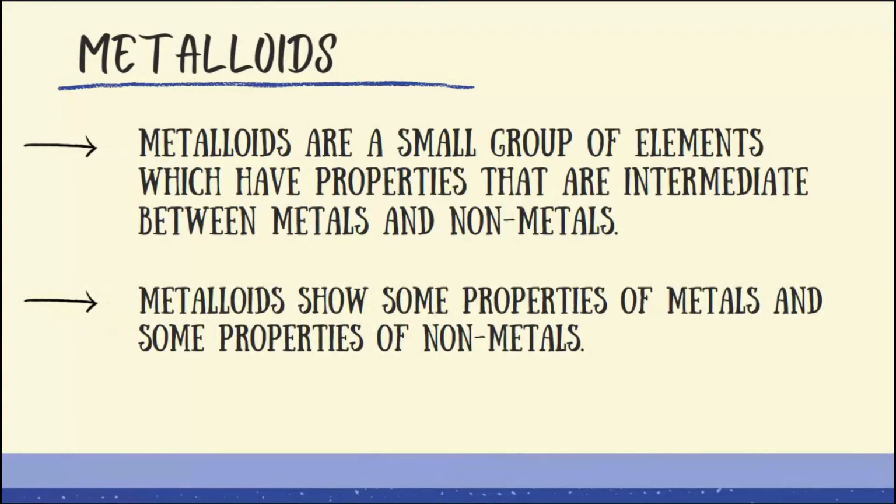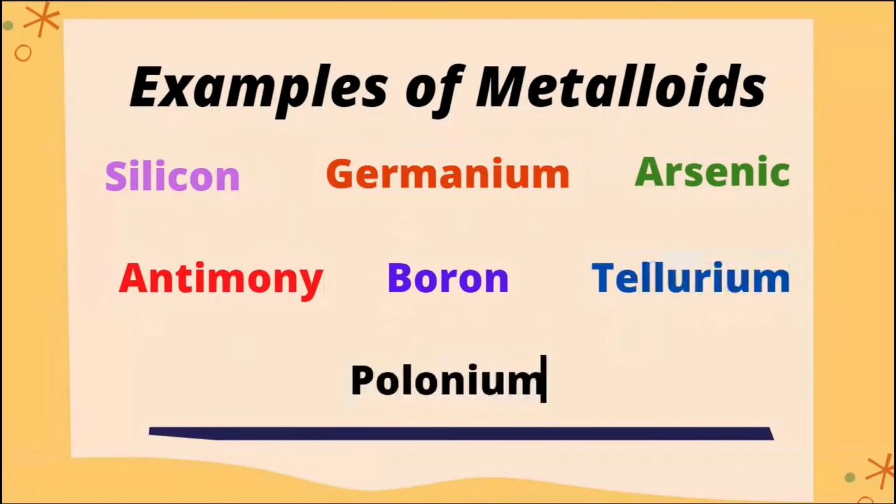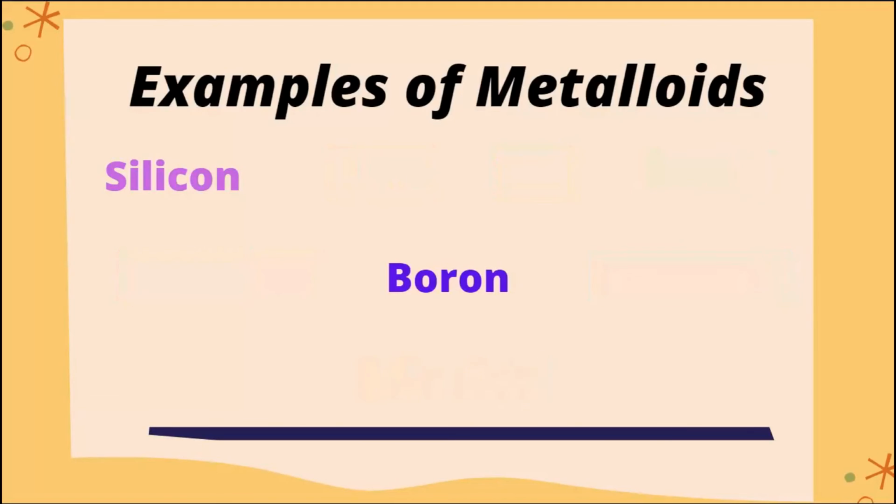Now comes metalloids. Metalloids are a small group of elements which have properties that are intermediate between metals and nonmetals. Metalloids show some properties of metals and some properties of nonmetals. Now let's discuss some examples of metalloids. They are silicon, germanium, arsenic, antimony, boron, tellurium, and polonium, etc.